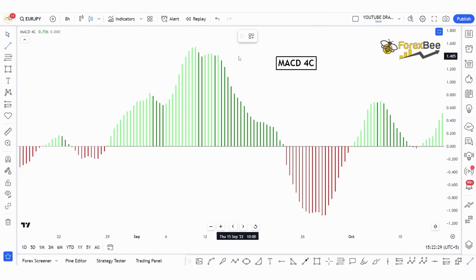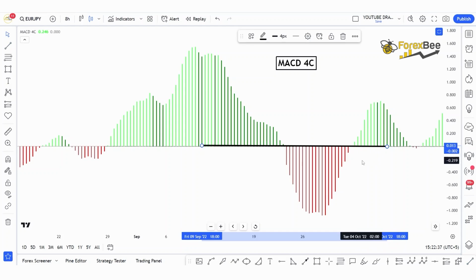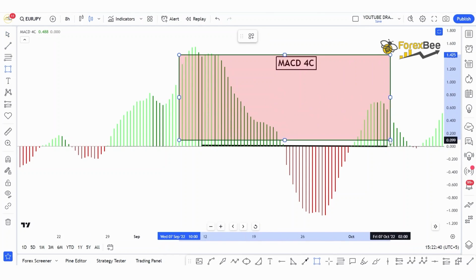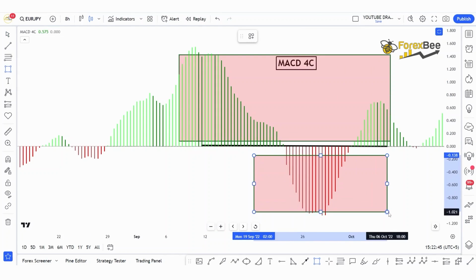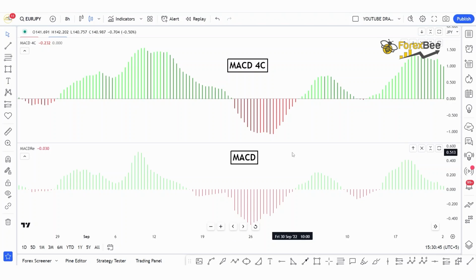A MACD forex indicator is usually represented in the form of a histogram. This histogram contains a central line which is also called a zero line. The lines above this zero line represent a bullish trend, while the lines below this zero line represent a bearish trend. If we compare the MACD forex indicator with the traditional MACD indicator, you can notice a clear difference in the formation of histograms. A MACD forex indicator contains four colors for displaying this histogram, while a traditional MACD indicator uses only two colors.